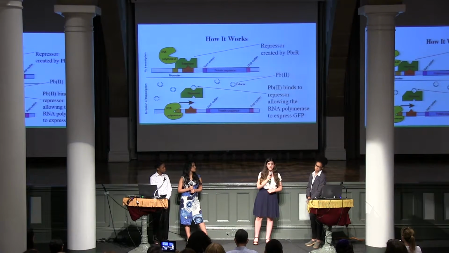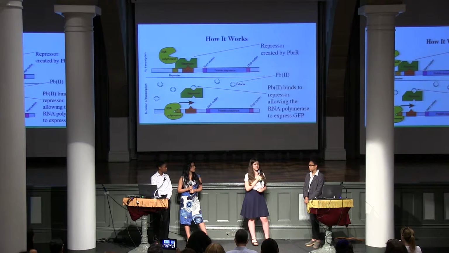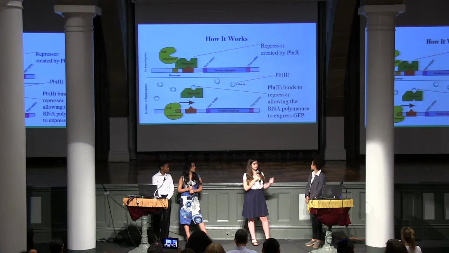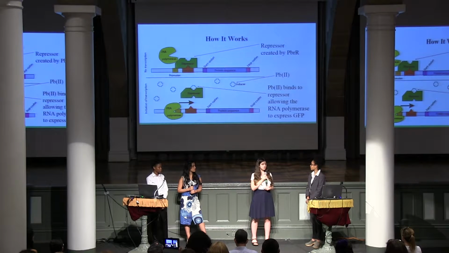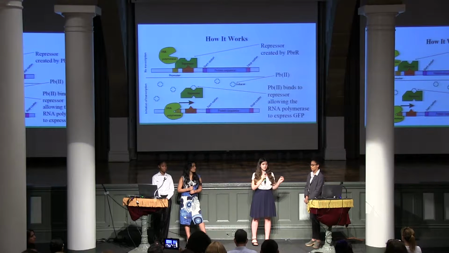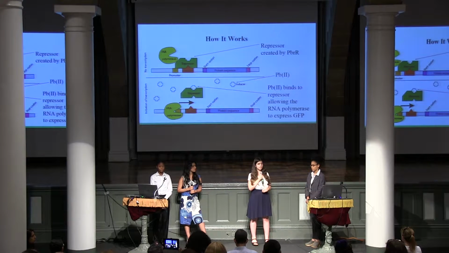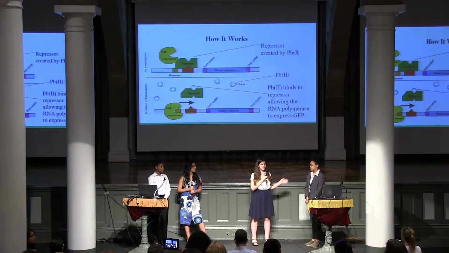So how does it work? This is another diagram depicting a regulatory gene. The repressor that is created by our PBRR is bound to the promoter, not allowing transcription to occur. When lead is introduced into the system, it will bind to the repressor, and then the repressor can no longer bind to the promoter, which will then allow transcription to occur and the GFP to be expressed.